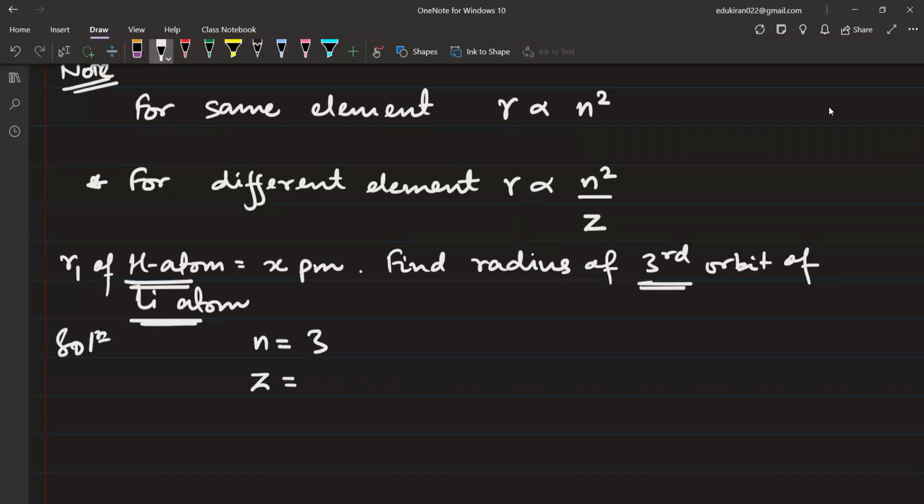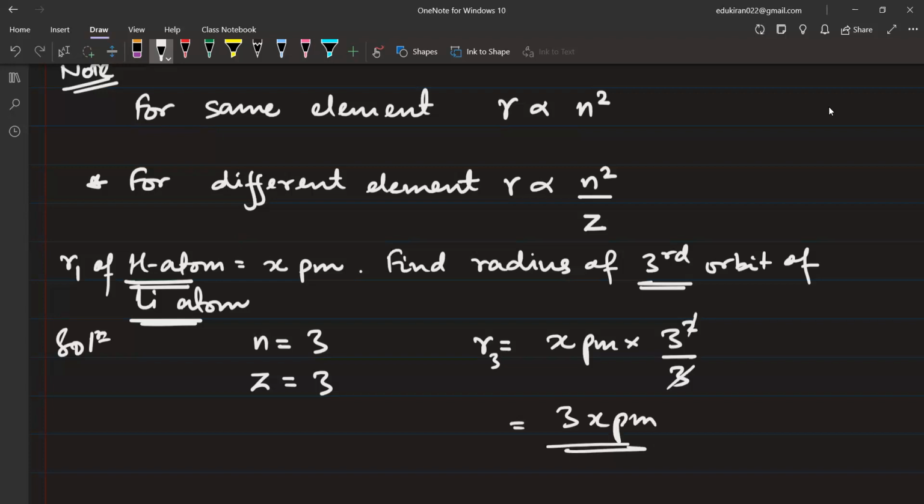And what is the value of Z? The atomic number of lithium is 3. So we write 3. R3 of lithium will be equal to, A is x picometer, x into 3 squared divided by 3. The 3 cancels and we get 3x picometer. Whatever the value of x is, the calculation will follow. Conceptually, this is going to be the answer. Questions will mostly be like this; calculations will remain calculations and are not going to change, but you have to remember this concept.